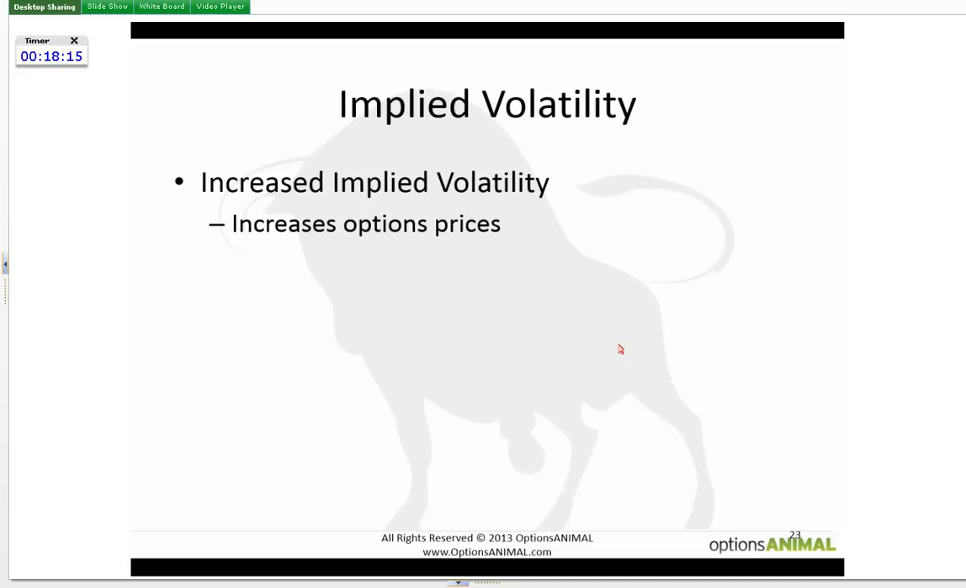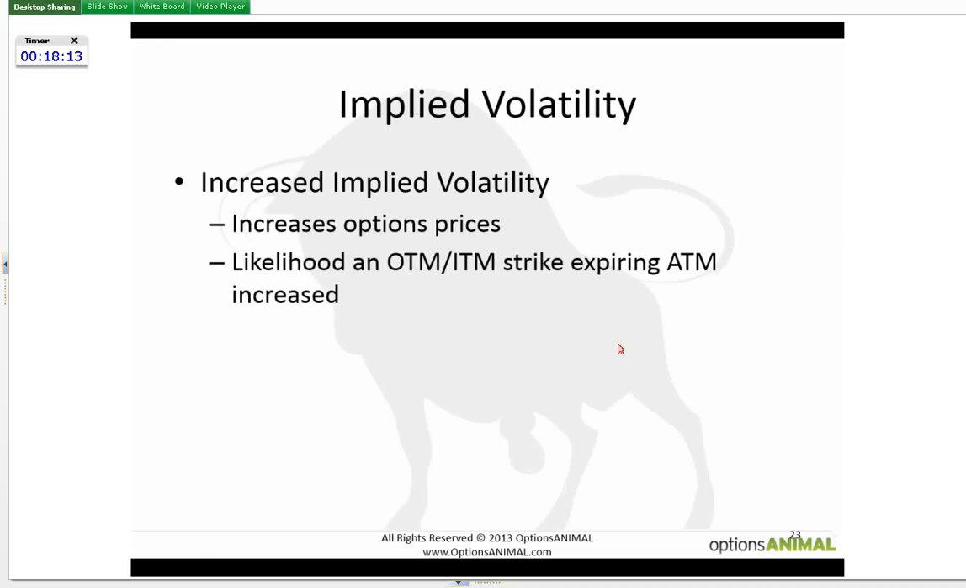Go back to what I talked about, extrinsic value. So the reason why option prices go up is because it increases the likelihood of a particular strike expiring at the money. Because the stock now has a big potential to move.